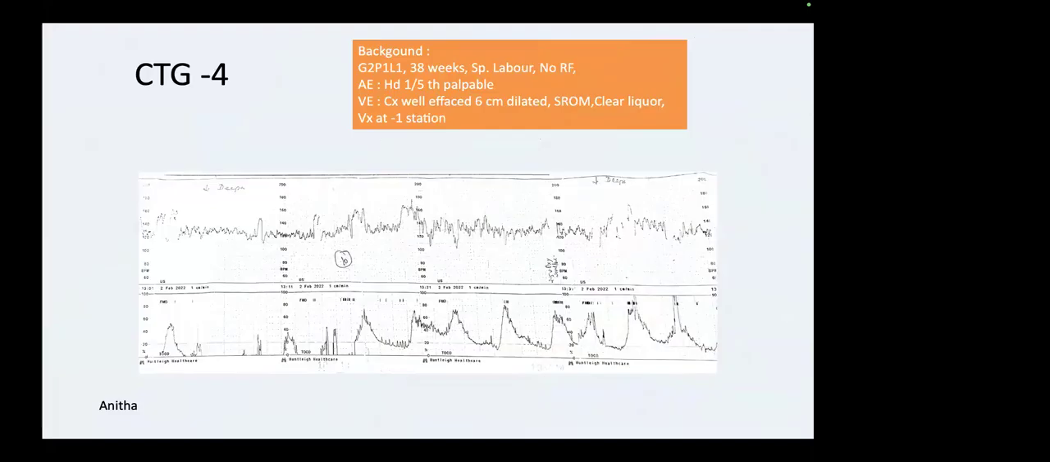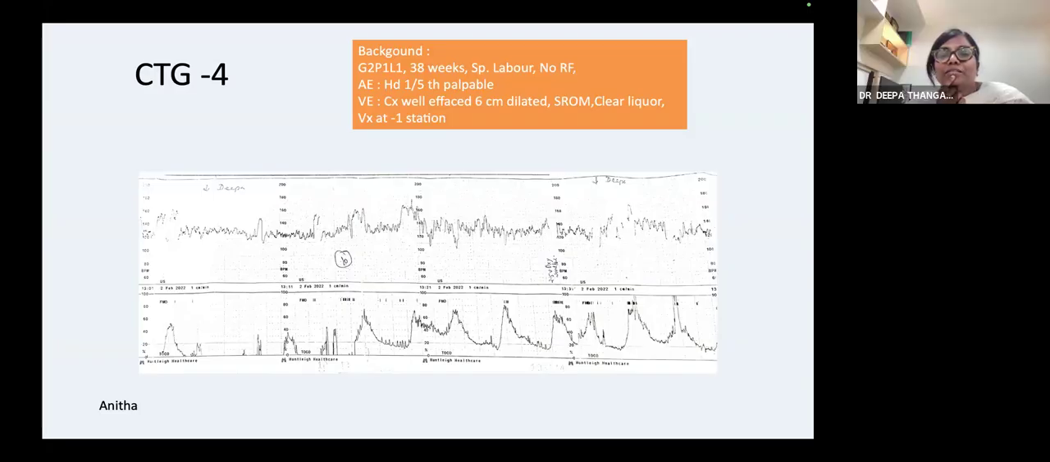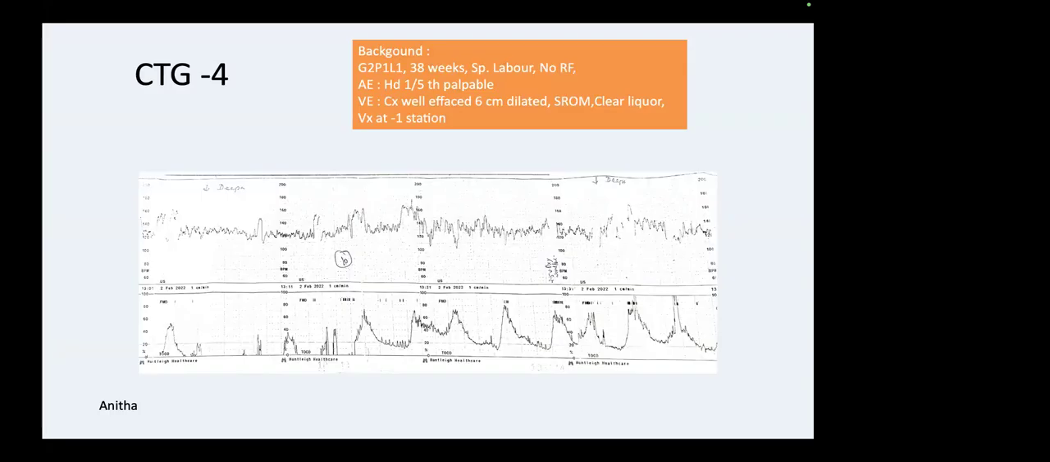Ma'am, it's a case of gravida 2 para 1 plus 1, 38 weeks, spontaneous labor with no risk factor. Per abdomen, head is 1/5 palpable, and cervix well effaced, 6 centimeter dilated with spontaneous rupture of membrane, clear liquor, vertex at -1 station. Ma'am, to define the risk factor, there is no risk factor. And contraction, it is three contractions, ma'am, with the baseline maintaining. Baseline is at 120, ma'am.